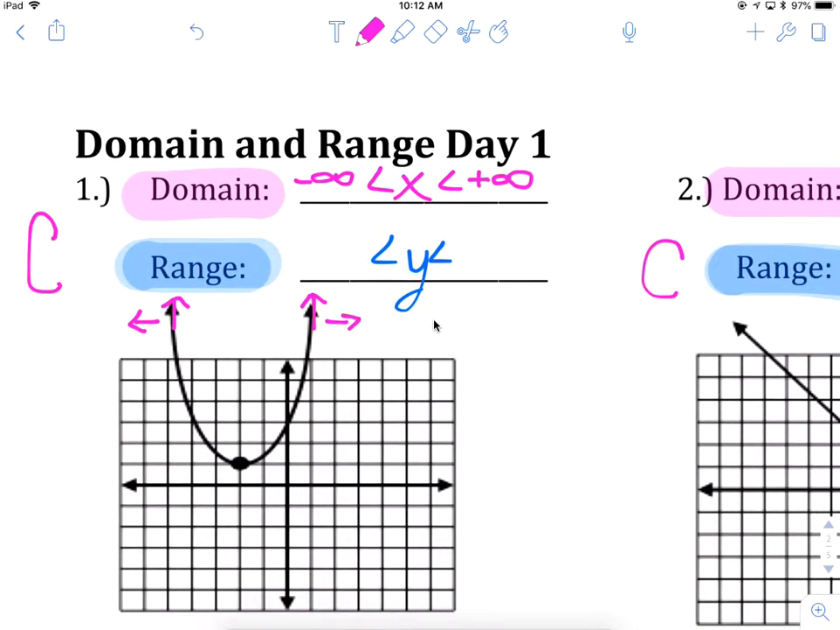Whenever you say the x's go forever, they go forever left to negative infinity, forever right to positive infinity, we're going to bring back one of the old symbols we used in unit 1. We're going to call this all real numbers. Basically, X can be anything. If I had a bigger graph, that graph would cover the entire paper.